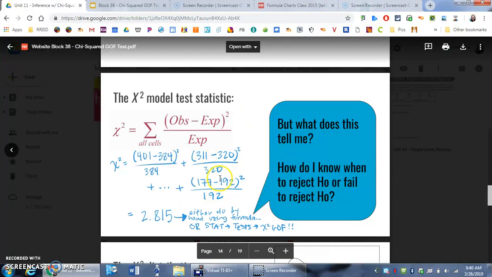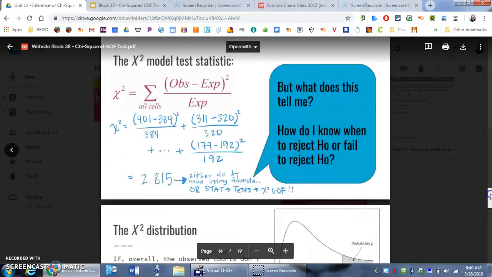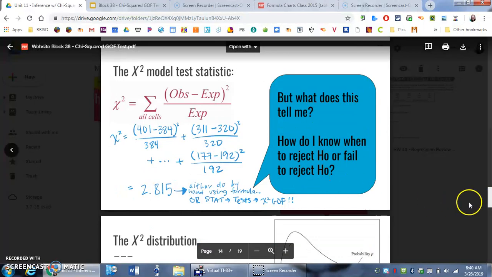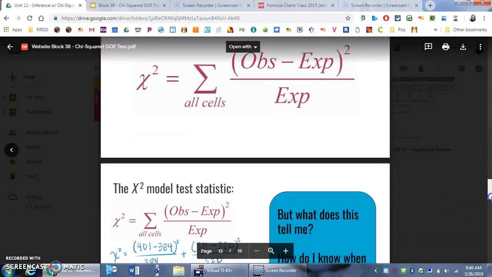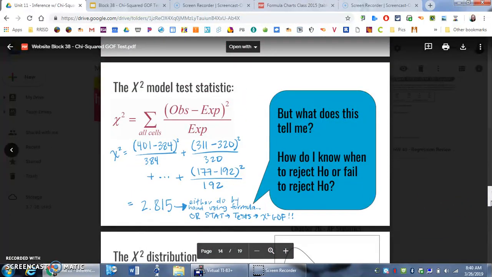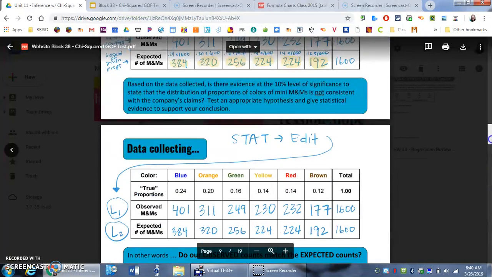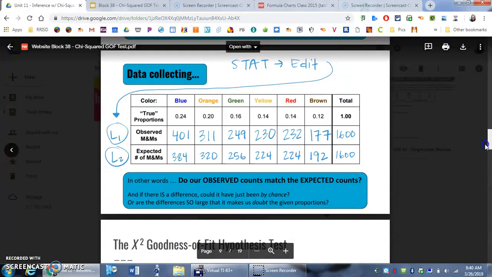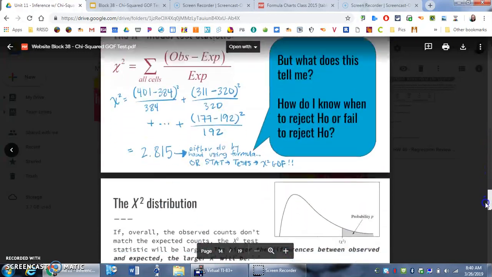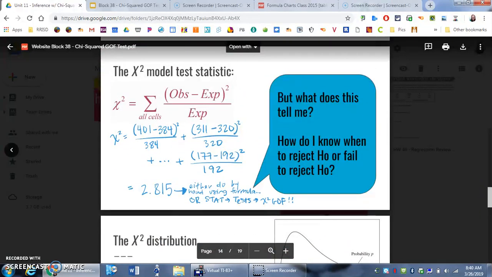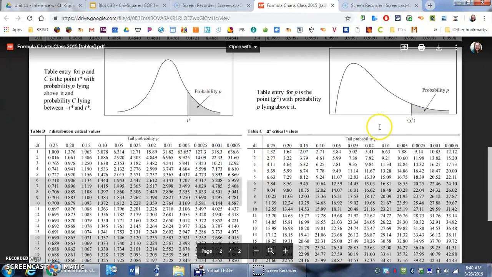So this is going back to that problem about the M&Ms. The chi-squared value we calculated with the data that I made up was 2.815, and because in this example we had 6 categories, my degrees of freedom would be 5, because degrees of freedom for chi-squared GOF is number of categories minus 1. So I've got my chi-squared 2.815.